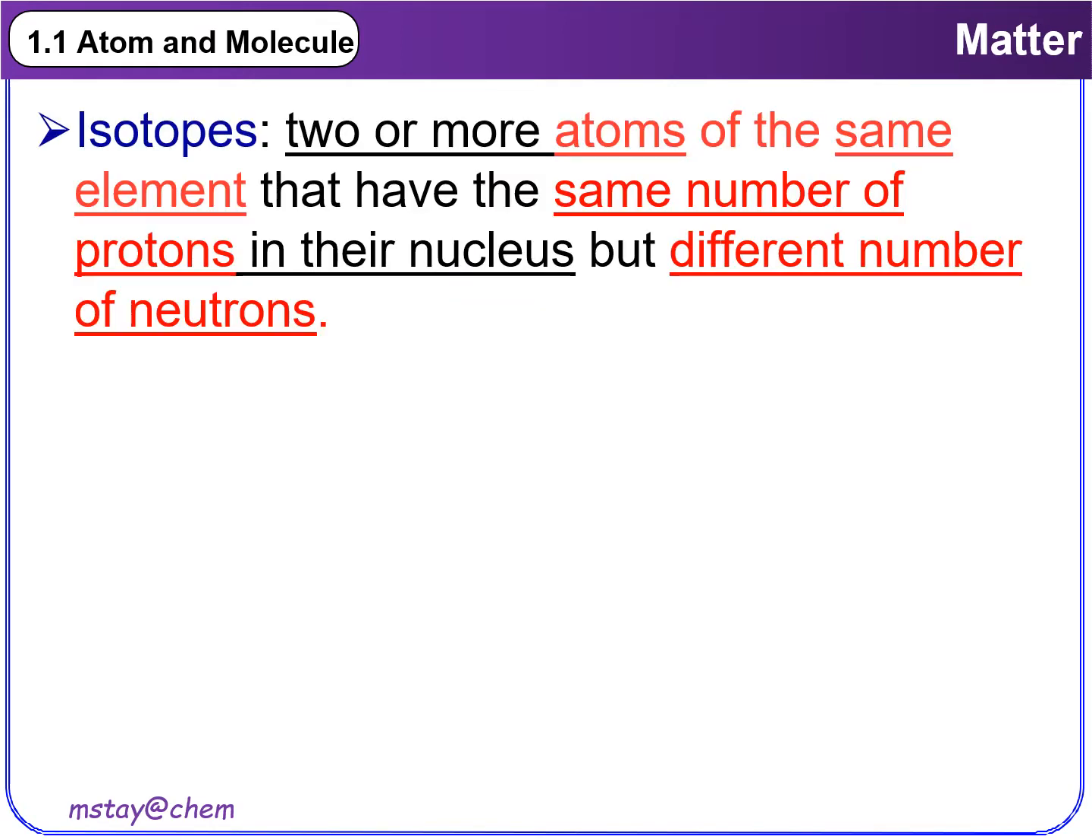Before we go into detail on the isotope notation, let's recall the meaning of isotopes. In this slide, I'm going to emphasize a few terms with you. The first term is number of protons. Number of protons can be replaced by proton number. Both have the same meaning. Another term for proton number is atomic number.